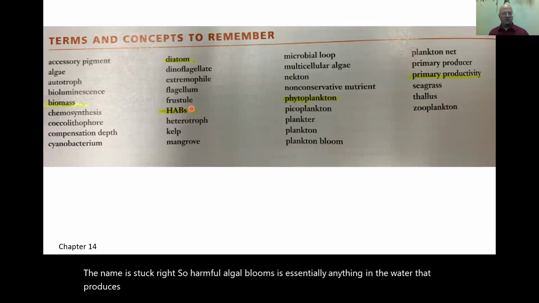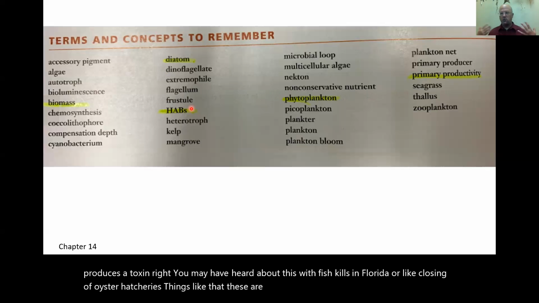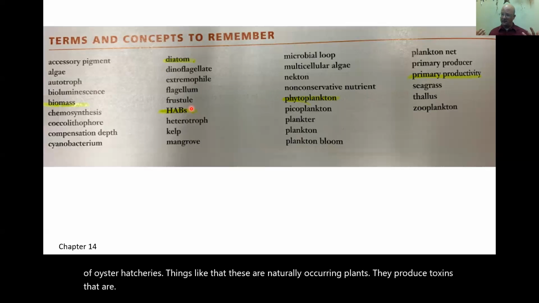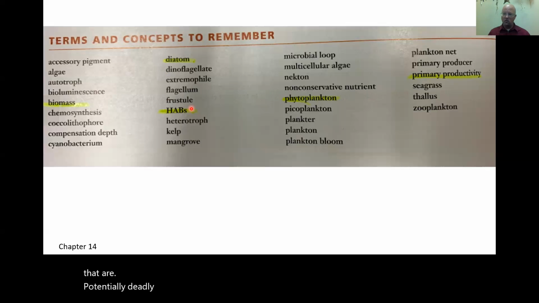And you may have heard about this with fish kills in Florida, or the closing of oyster hatcheries, things like that. These are naturally occurring plants. They produce toxins that are potentially deadly to humans, whales, seals. They're serious for sure. Heterotroph: something that can't make its own energy, it has to consume an autotroph, like a cow.